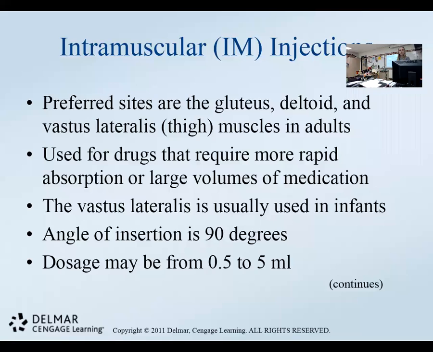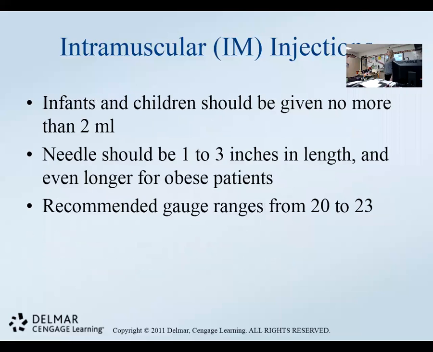The vastus lateralis is usually used in infants. That's their biggest muscle, and that's why. Their little bottom muscles, their glutes, haven't developed. They haven't borne any weight on their legs, so they haven't built those muscles up yet. 90-degree angle. Dosage may be from 0.5 milliliter all the way up to 5 milliliters. That's the maximum amount you can give. Infants and children should be given no more than 2 milliliters.